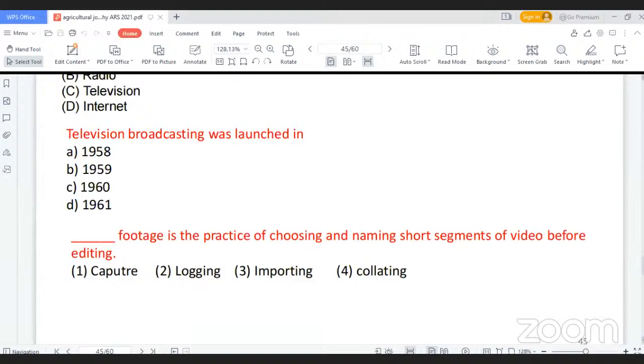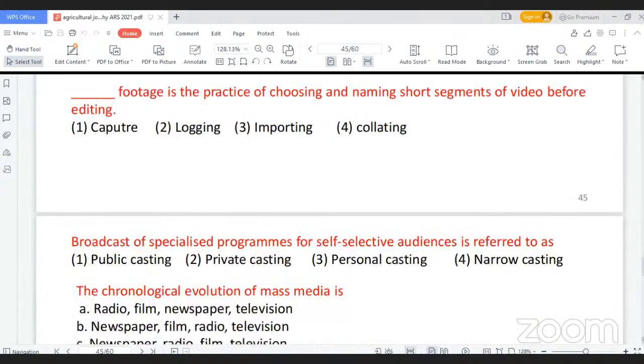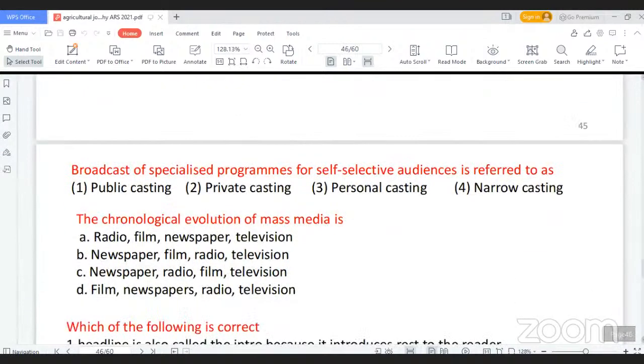I don't know, I think logging. Broadcast of specialized programs for a particular audience is narrowcasting. Just like community radio, one example I have. Community radio is narrowcasting, or narrowcasting TV channels for half an hour.